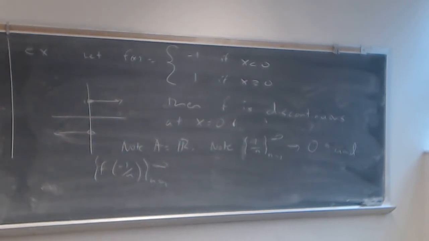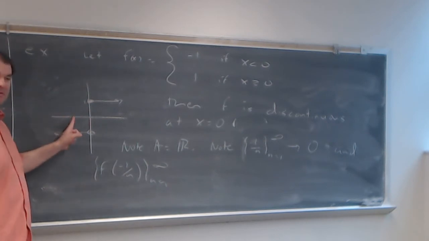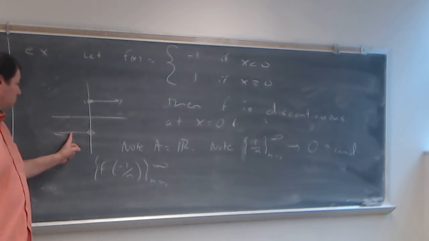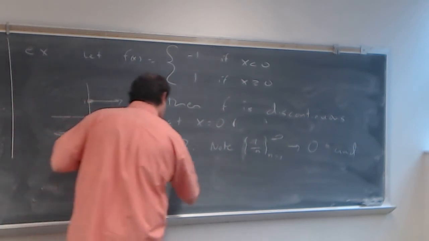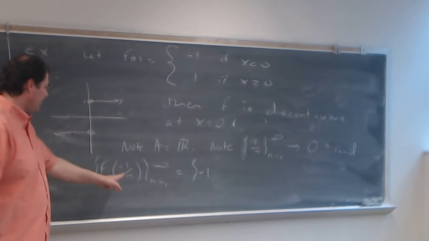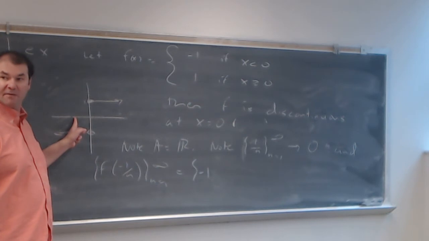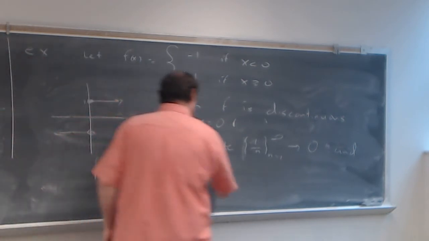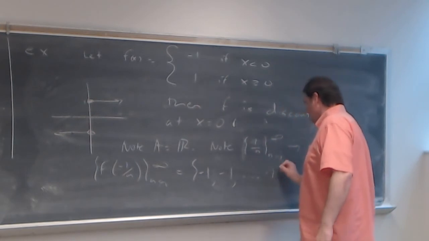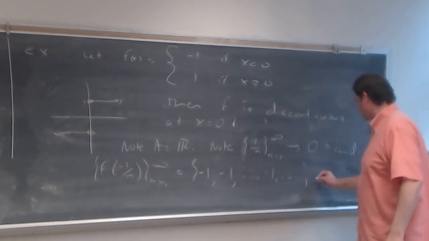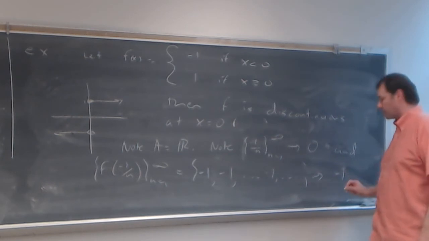So think about it. When you let n be 1, minus 1 over n becomes minus 1 over 1. That's f of minus 1. What is f of minus 1? Here's minus 1. F of minus 1 is minus 1. What if n were 2? Minus 1 half would be the input value. What's f of minus 1 half? Minus 1. Matter of fact, every one of these is minus 1. What does that converge to? Converge to minus 1.